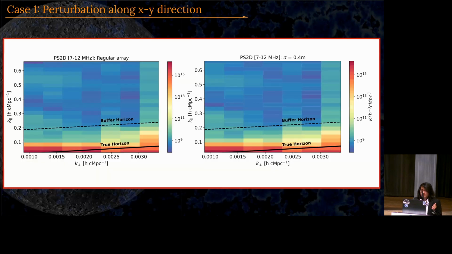Okay, straight to the results. What you see here is what happens when I introduce perturbation in the antenna positions just along the XY direction. On your right is the 2D power spectrum for a regular array where all the antennas are perfectly in place and on the same plane. On the left, you see the impact on the 2D power spectrum when the antennas have been perturbed to some level. If you look at the bottom row of the plot, the red color gets brighter as we increase the perturbation error.